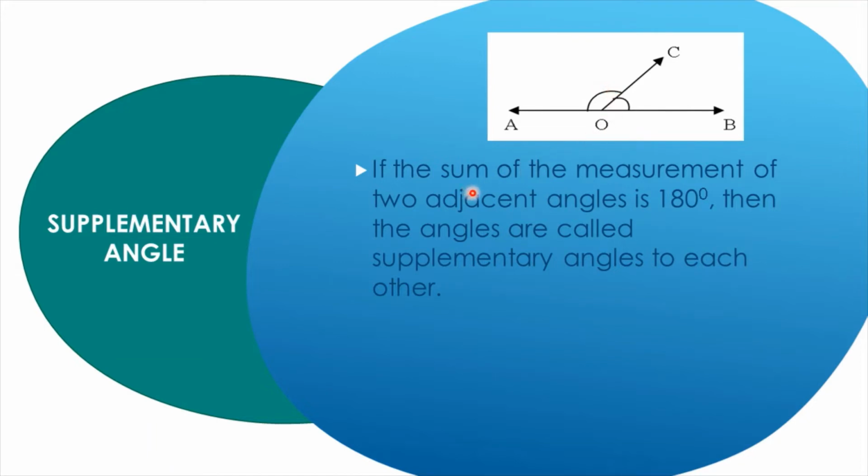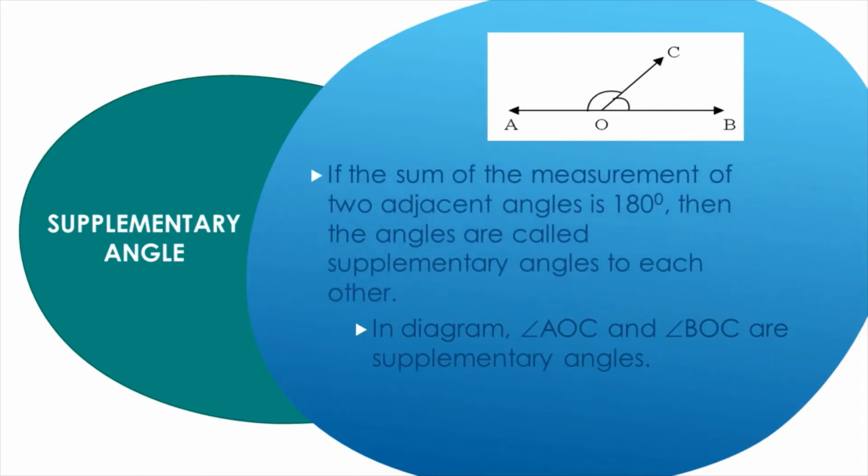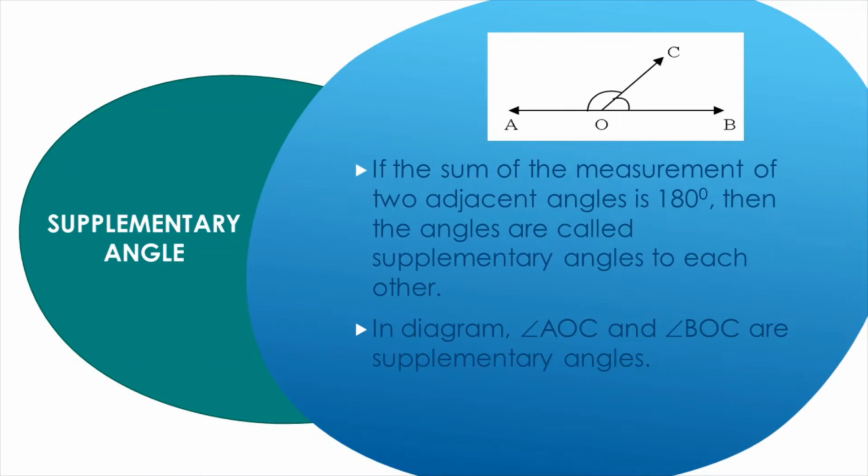And if the sum of the measurement of two adjacent angles is 180 degrees, then the angles are called supplementary angles to each other. In the diagram, angle AOC and angle BOC are supplementary angles. So my dear students, this is the supplementary angle as you can see from the figure, and it is clear to you, I think.